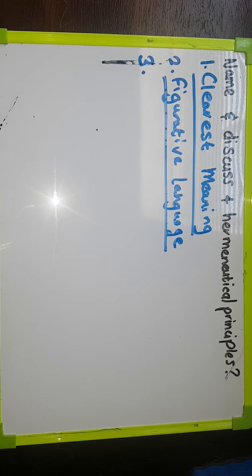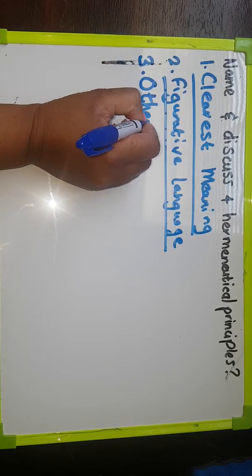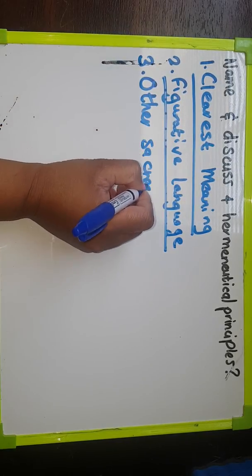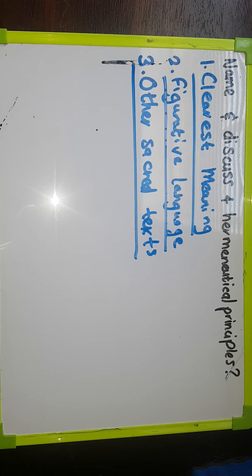Number 3, other sacred texts. So what we find is that in order to interpret one sacred text, we might use another sacred text. So that's basically what other sacred texts mean. So in order to interpret one sacred text, we use another sacred text.